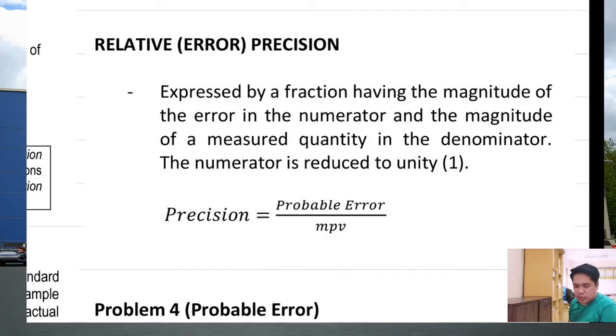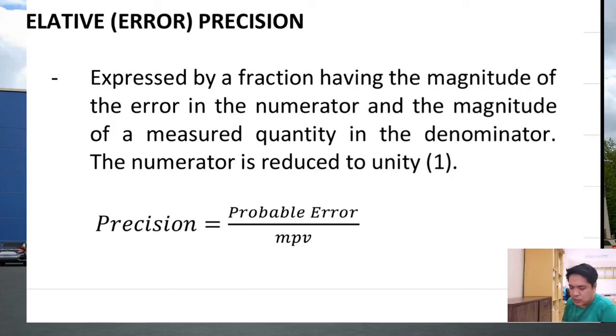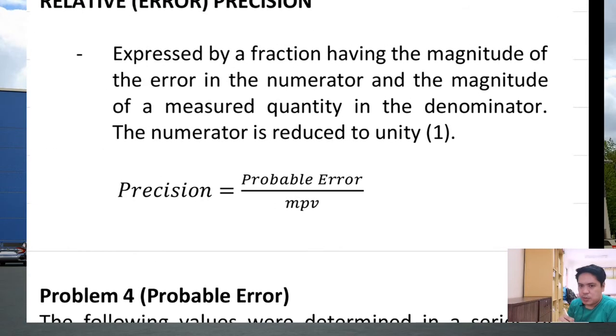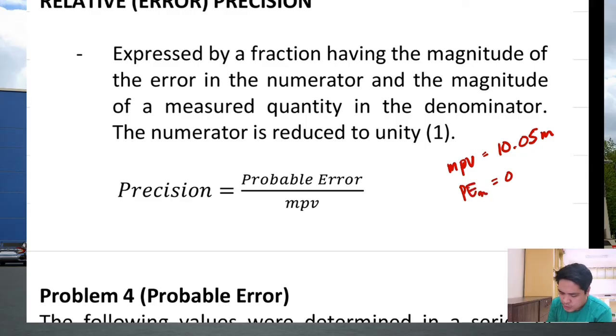So relative precision is expressed by a fraction having the magnitude of the error in the numerator and the magnitude of a measured quantity in the denominator. The numerator is reduced to unity, 1. For example, for your most probable error, we need to get the relative precision for, let's say, your measured value of your MPV. Let's say your MPV is 10.05 meters. Then when you compute your probable error, let's call that the probable error of the mean, since it is for the MPV, it could be 0.05.